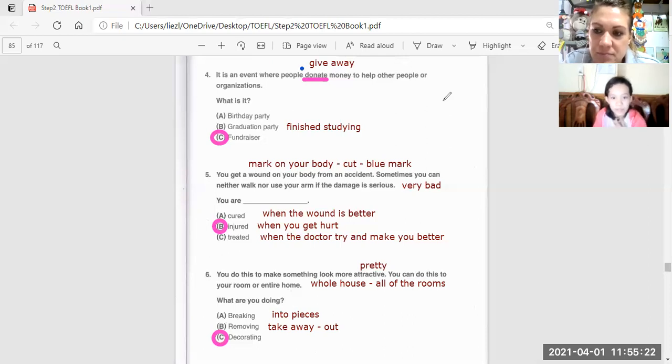What is a graduation? Graduation, it's finished studying. What is a wound? Well, it's a mark on your body, a cut, a blue mark. Yes, good job. And what is serious? Serious means it's very bad. What is cured? If I'm cured from it? When the wound is better. Yes, what is injured? Injured is when you get hurt. Yes. And what is treated? When the doctor tries to make you better. Yes, and what is attractive? Attractive is pretty.